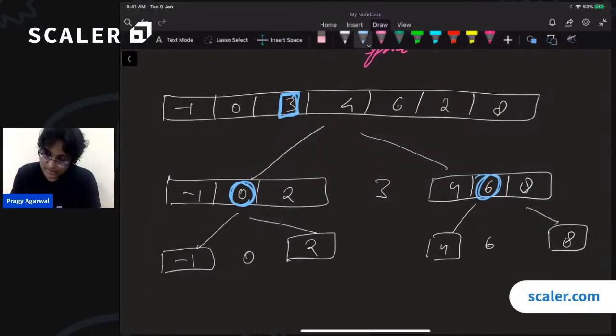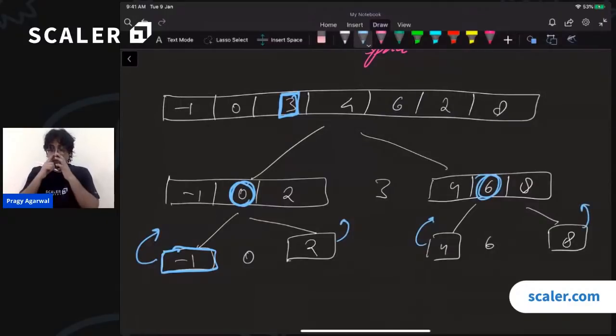And since now these are single elements, these are single element arrays, I don't need to split this further. Right? I can just return from here. Yes, I can just return from here. Is that clear? Right? So this is the good case.